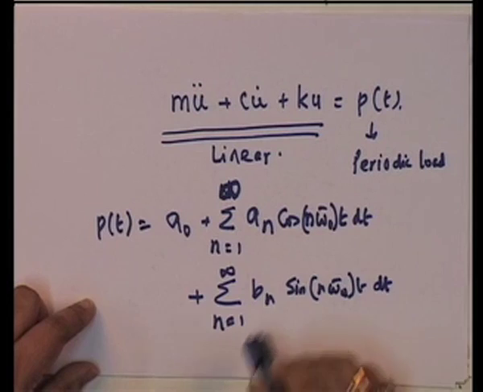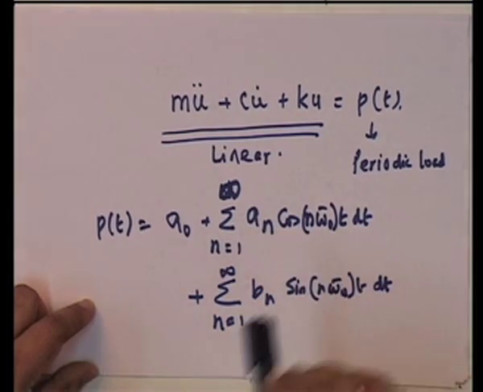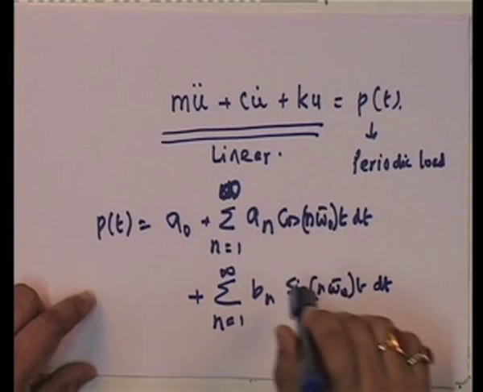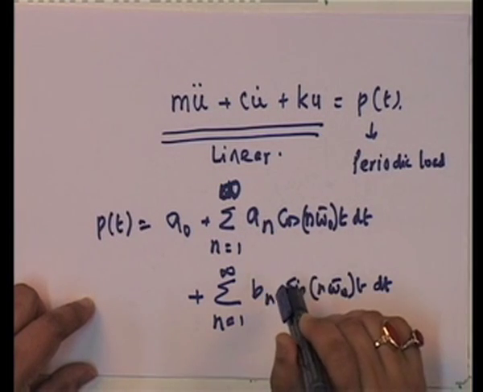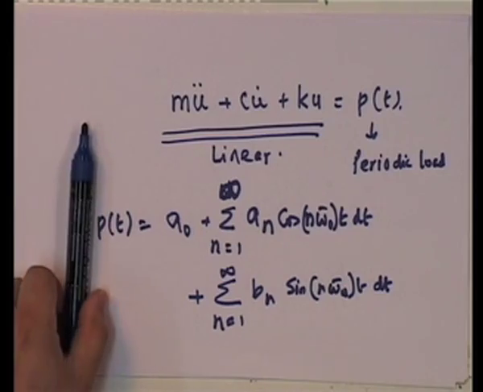A0 is one load, A1 cosine omega 0 t is another load, A2 cosine 2 omega bar 0 t is another load. So I am looking at a periodic load as a summation of a constant load plus many harmonics. I need to only find the response to each load, and then I can just add them up. So let us look at the response to each load.